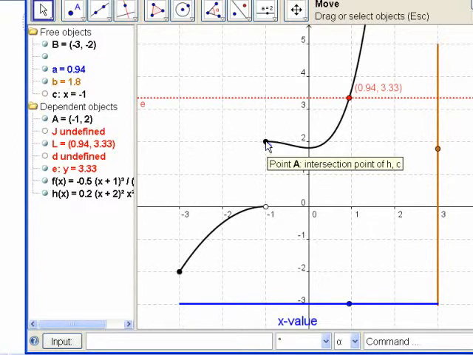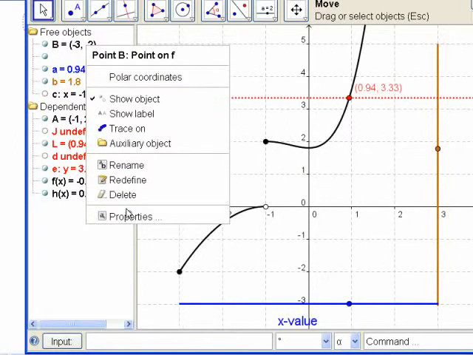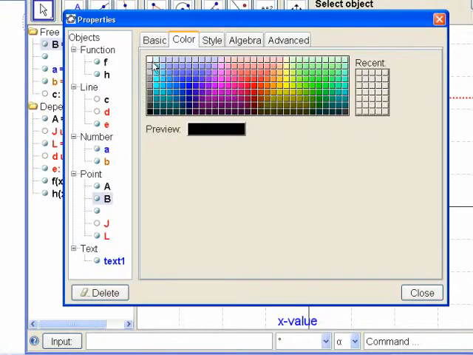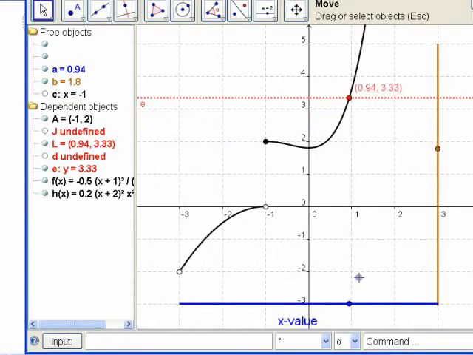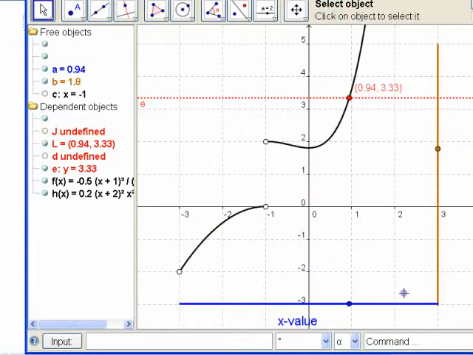If this wasn't filled in here, let me try this here. No, that's the wrong one. Which one is that? That's this. Sorry. I'll make this one white. There we go. Like that?